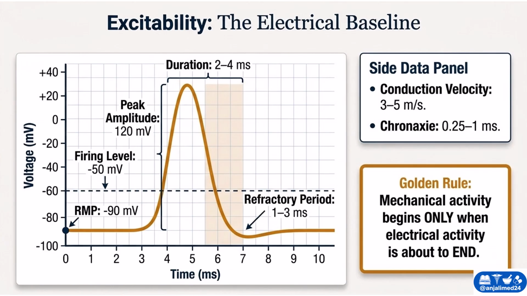And here is the golden rule. Mechanical contraction begins only when the electrical activity is about to end. In simple words, electrical events happen first and muscle contraction follows afterward. This timing is extremely important in muscle physiology and frequently tested in exams.